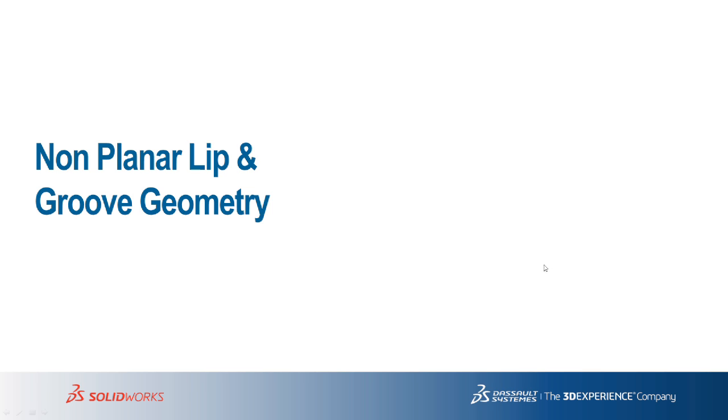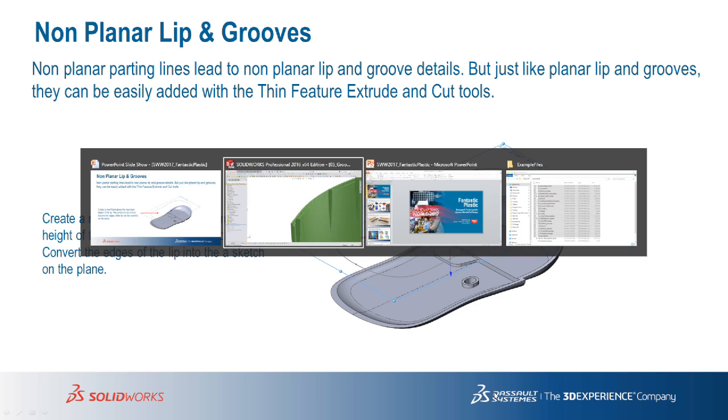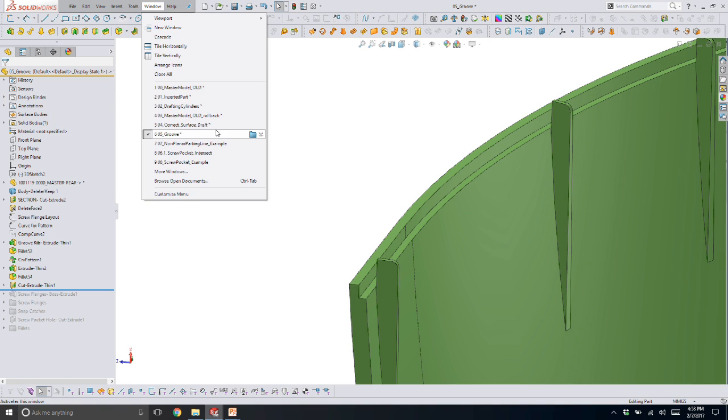So we took a look at a planar groove, and now we're going to make a non-planar lip. So I'm still going to use the thin feature extrude tool, but it's going to work a little bit different. It's going to be some more steps, but I'm going to get a non-planar lip when I'm done.